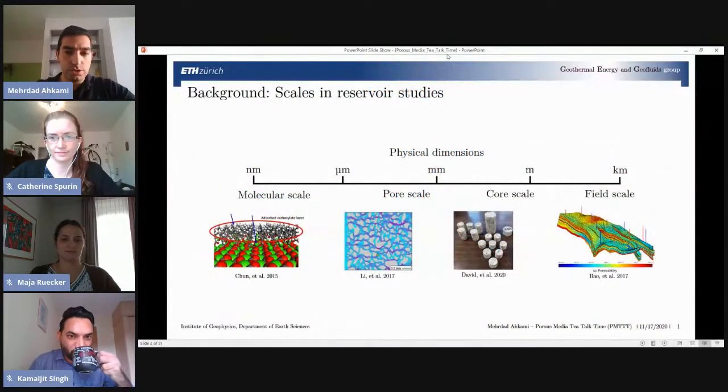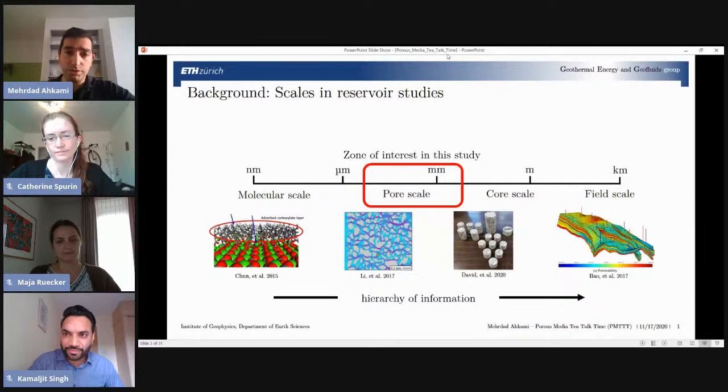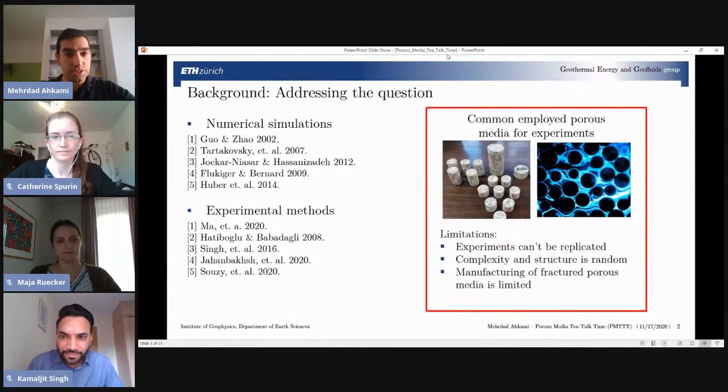So in subsurface applications, pore-scale properties, fluid flow and solute transport have been studied in different scales, changing from nanometer scale to kilometer scales, where there is a hierarchy of information. Our understanding of smaller scales can shed light on our understanding of larger scales. Here, of course, we are interested in the pore scale, which changes from few micrometers to few centimeters. Pore scale has been a very attractive field of research because of its wide range of applications in different industries.